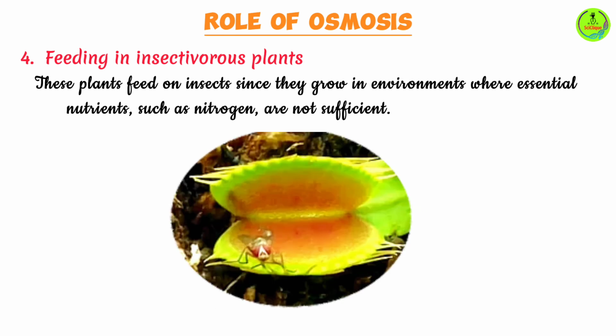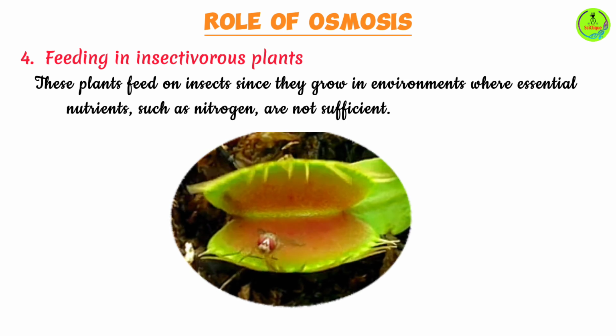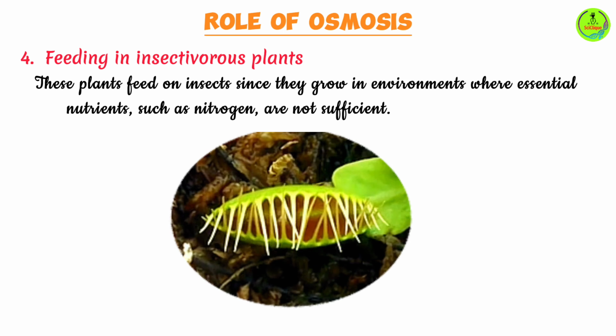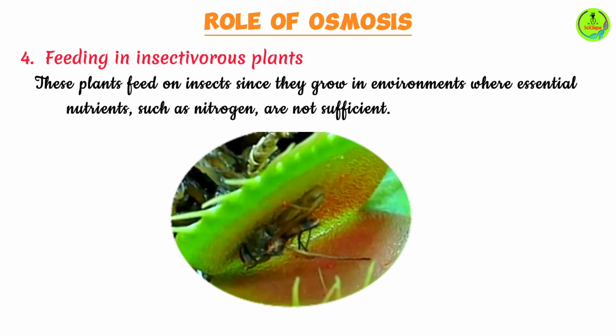So what happens is that when an insect lands on the leaf of such plants, it causes a change in the osmotic pressure of the leaf. This change causes the leaves to close, therefore trapping the insect inside, which will then be slowly digested.